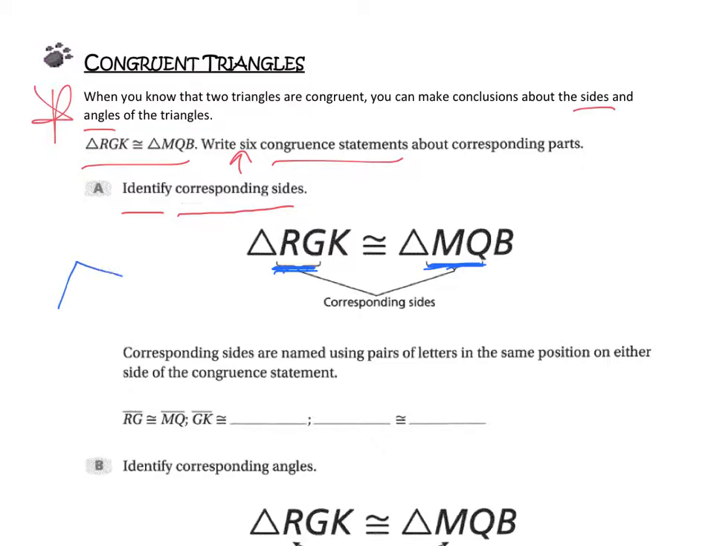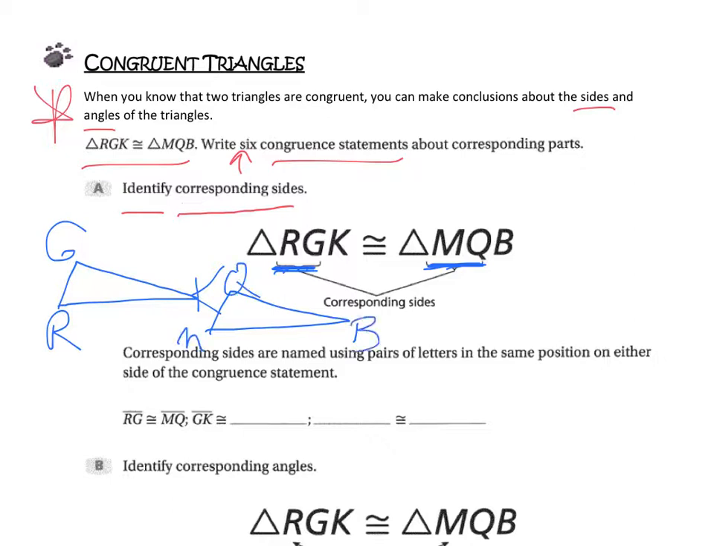If I have two triangles that look like this, and this is RGK, well, then the other triangle has to be MQB, because we're saying that RG, this segment, is congruent to MQ. You see that if I wrote these in the incorrect order, I would be saying two segments were congruent that aren't. So that one is congruent.